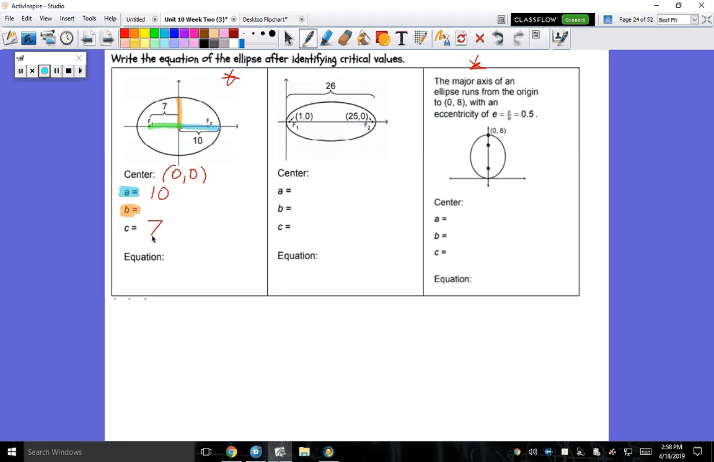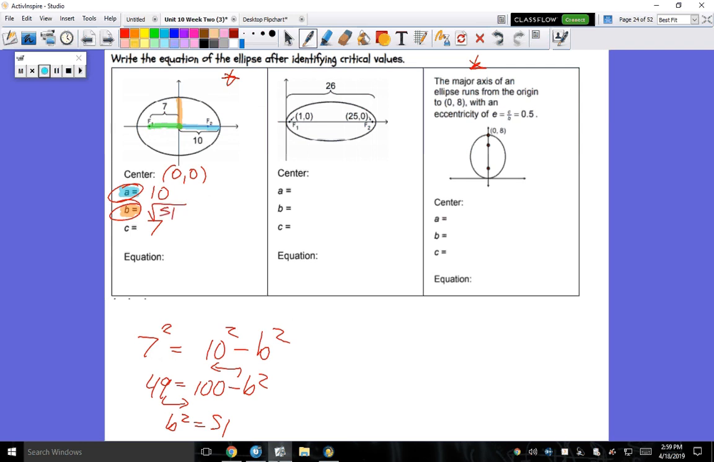Ellipses, again, they add. So to solve for C, it's going to be the bigger one squared minus the other one squared is equal to C squared. Okay? So you could say C squared is going to be, which one's the bigger one? A or B? A. So we're going to do A squared minus the smaller one, which is my unknown. And I know that C is 7. So I can go ahead and write 7 squared. So 49 is equal to 100 minus B squared. If I move the 49 and if I move the B, I get B squared is equal to 51. So B is the square root of 51.